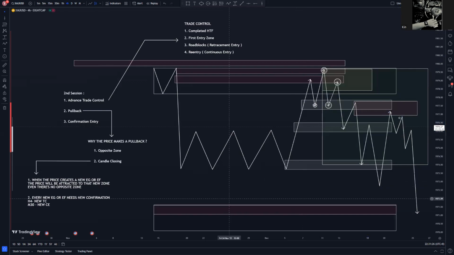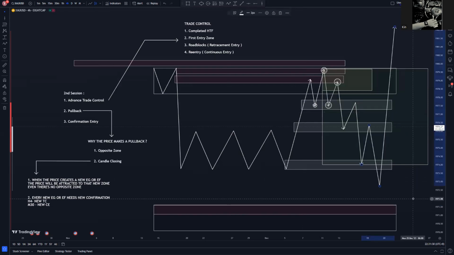So if there is no respecting TC, and no respecting the first entry, and no creating any new TC, what will happen? The price is going to break through it. Yeah, exactly. Good, Kai.